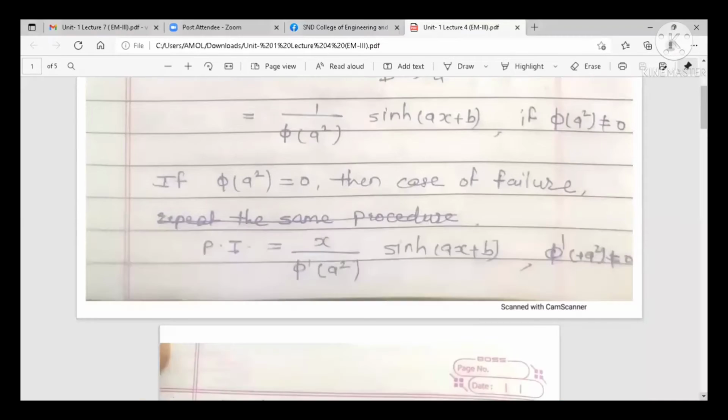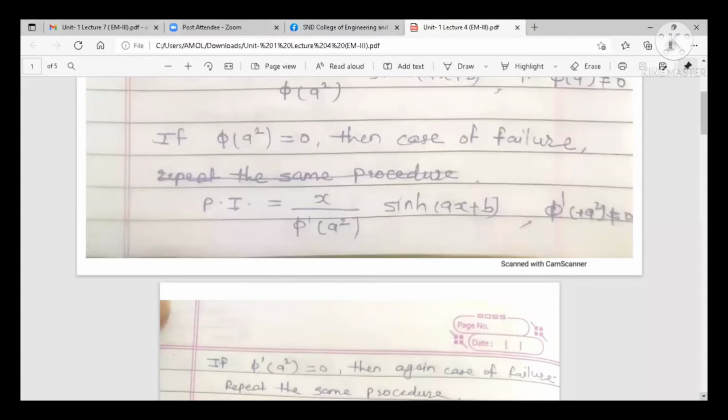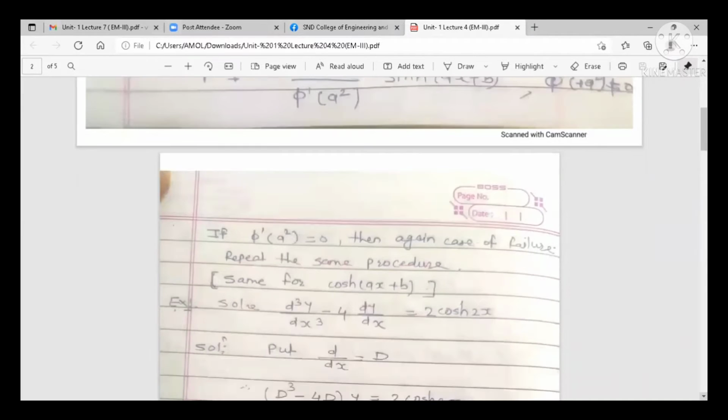If it is a case of failure, then to get the PI, you multiply the numerator by x and take the derivative of the denominator. The derivative of phi will be phi dash of D. In that phi dash of D, you replace the terms of D square, and not the terms of D, by a square. So the PI in that case is x upon phi dash of a square into sinh(ax+b). Again the condition is that phi dash of a square must be non-zero. If phi dash of a square is 0, then it is again a case of failure, and you repeat the same procedure to find the PI.